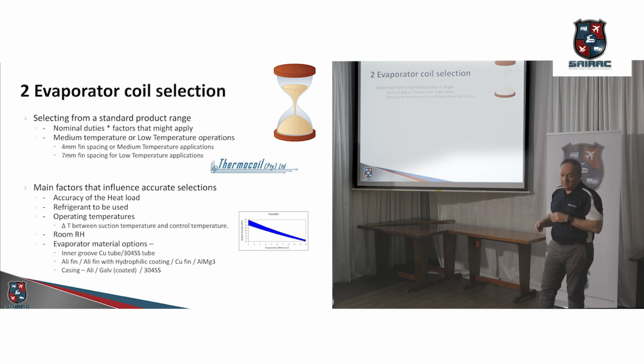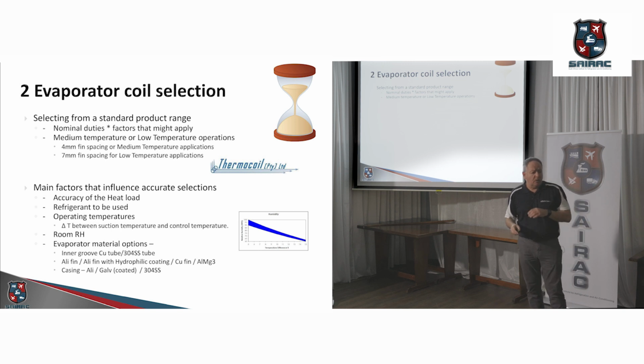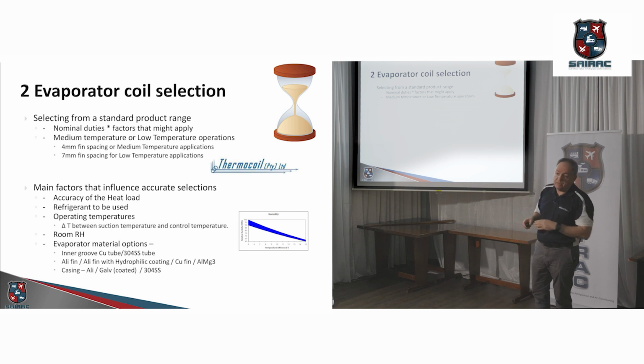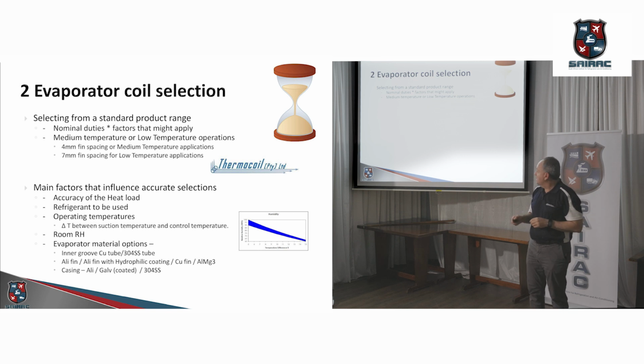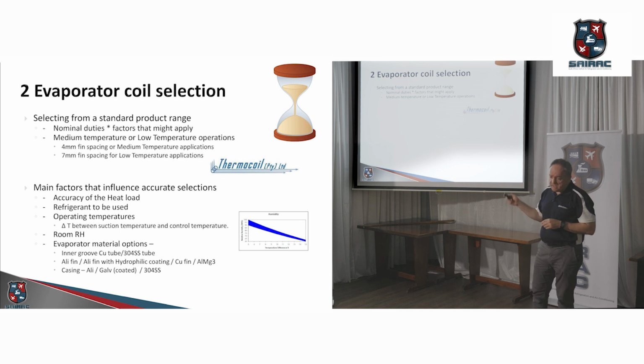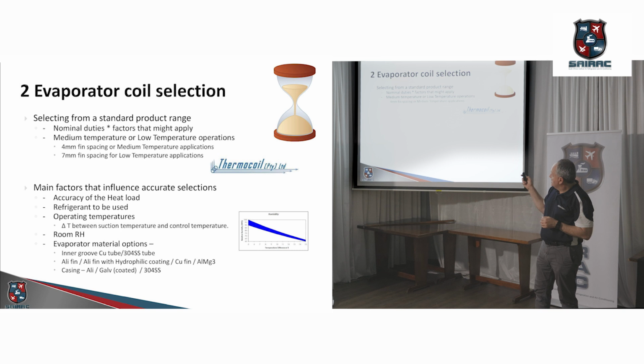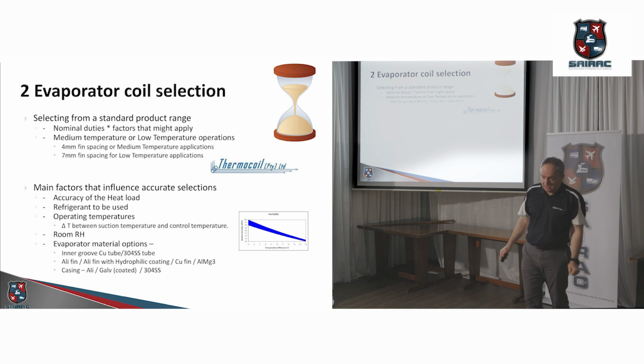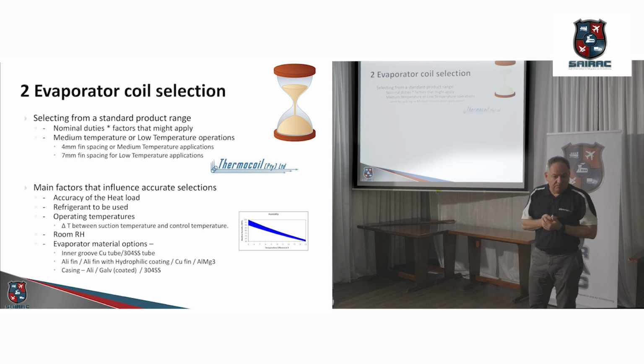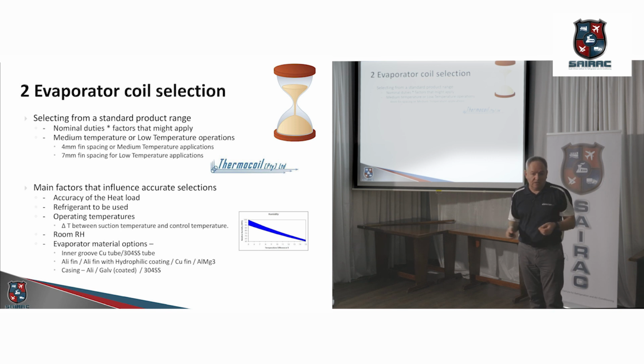And it's basically, for the greater part, as far as evaporators are concerned, divided into low temperature and medium temperature conditions. So I'm just going to use the thermocoil criteria. Obviously, it's very similar for other suppliers. So 4 millimeter fin spacing is the norm for medium temperature conditions. How did we arrive at 4 mil? It's a good balance between the duty and, of course, the cost.